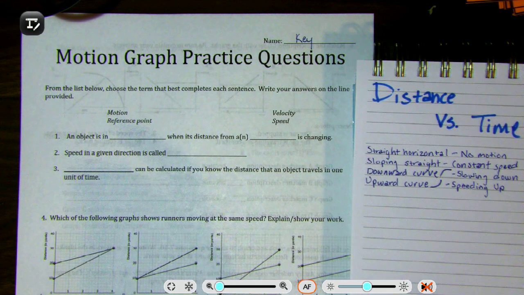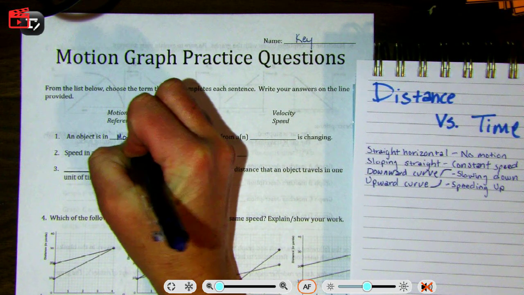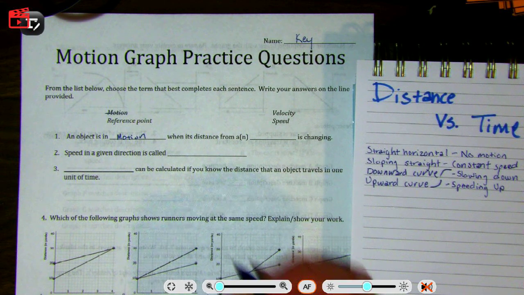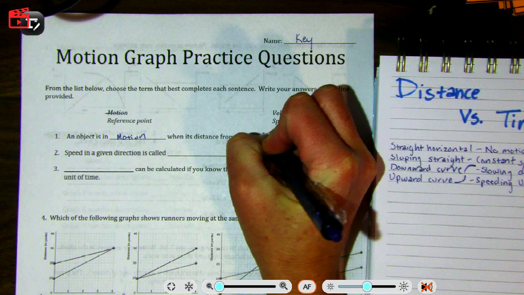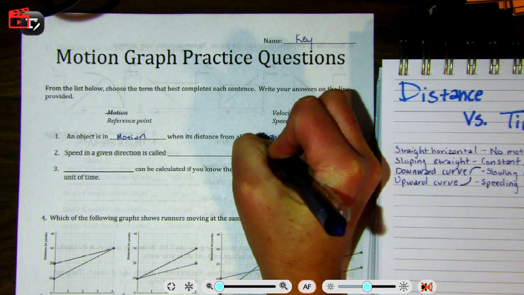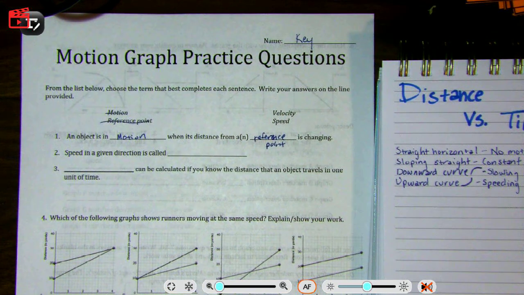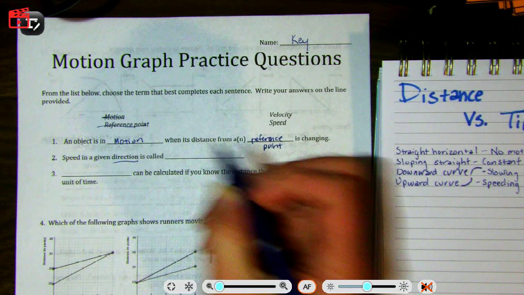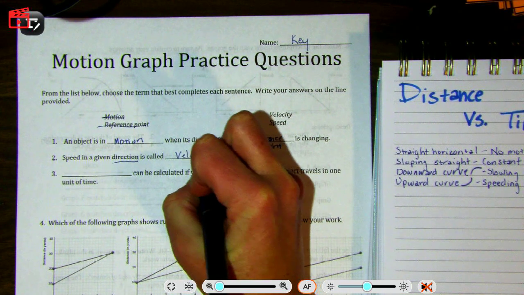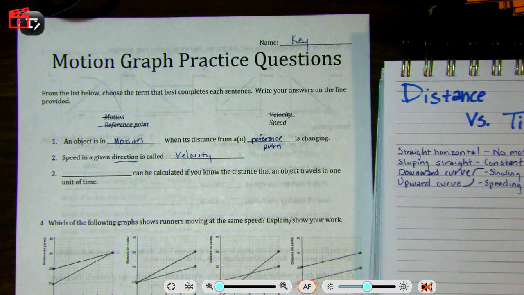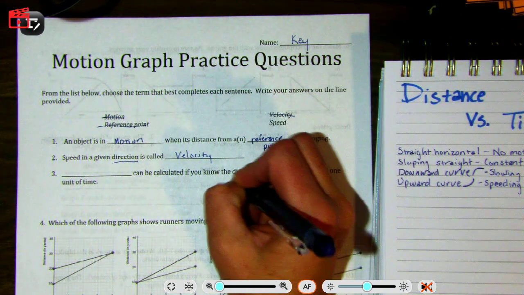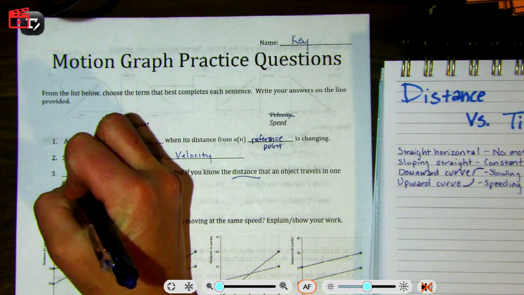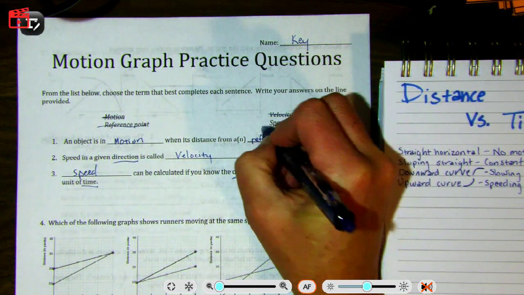An object is in motion when its distance from a reference point is changing. Okay, speed in a given direction is called, remember direction, this is going over velocity, speed with direction. And blank can be calculated if you know the distance an object traveled in the time, okay? So that is speed. So that is just a little bit of review for you guys.